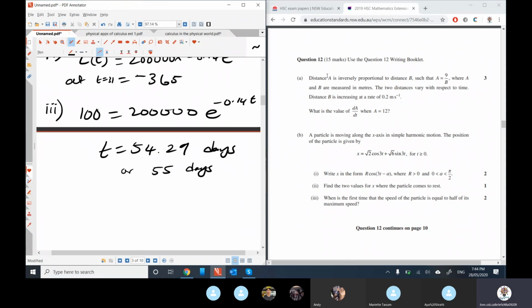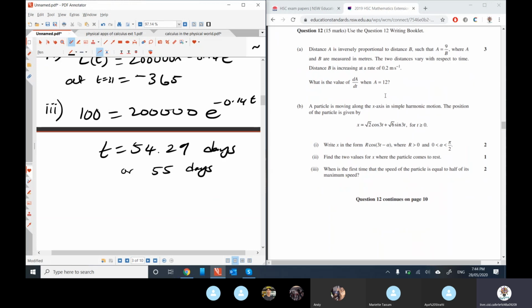It does say distance A is inversely proportional to distance B such that A equals 9 over B, where A and B are measured in meters. The two distances vary with respect to time. Distance B is increasing at a rate of 0.2 meters per second. What is the value of dA/dt, the distance at A, of dt? So this 0.2 is dB/dt.